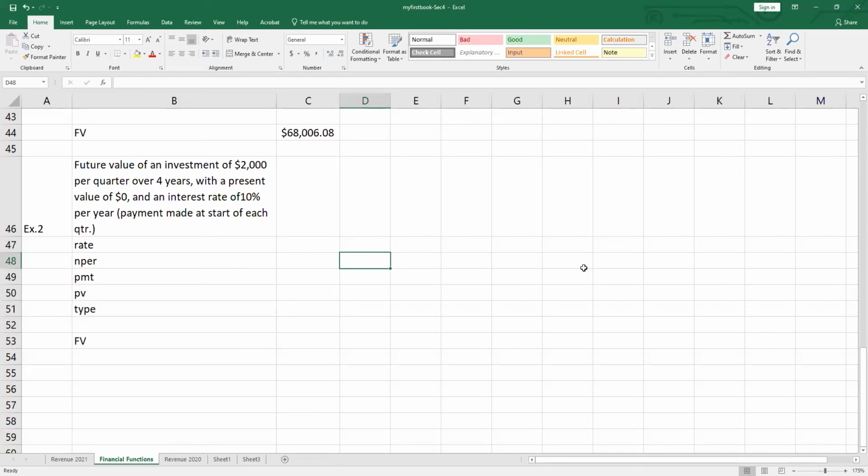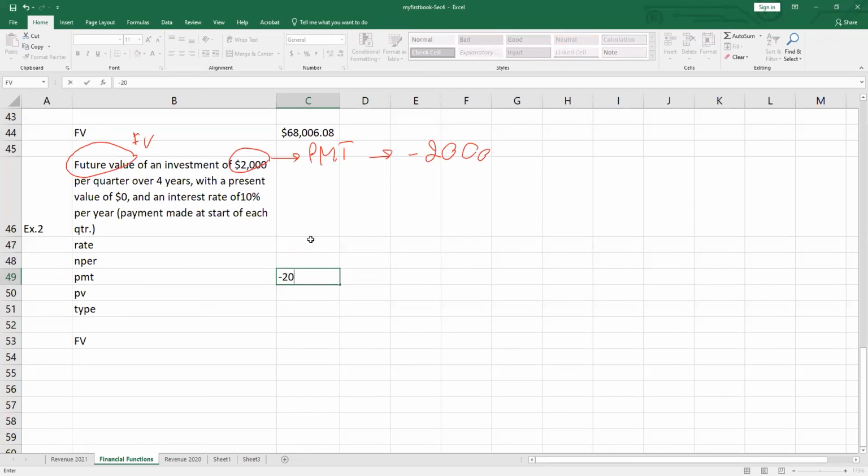For this one it seems like everyone answered with the same value, positive 39,729.46. Now let's see whether what you did is correct or not. Firstly, future value means that we want to find FV. Investment of 2,000 per quarter means that you want to pay out, PMT. Negative 2,000 because you pay out, so I enter negative 2,000 per quarter over 4 years.